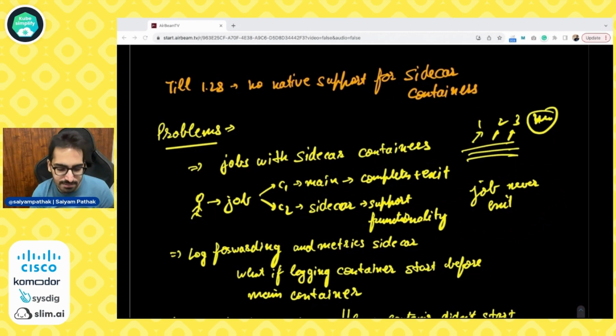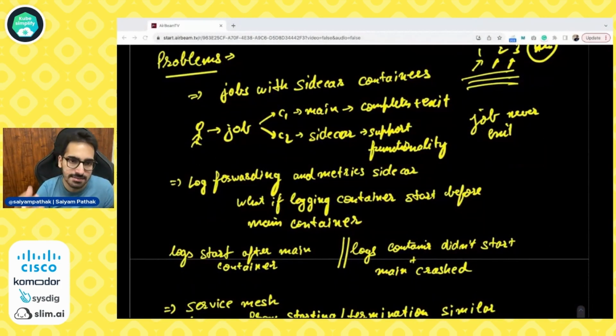Another problem with sidecar containers is log forwarding and metrics, the adapter pattern that we have seen. So you have container C1 and container C2. C2 is your sidecar, and C2 is collecting metrics from here.